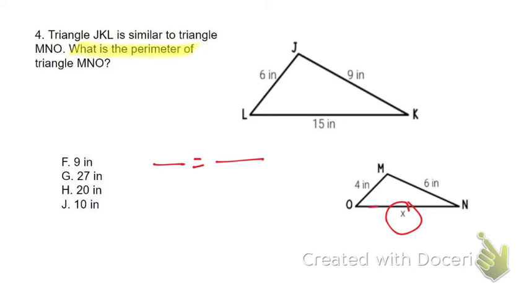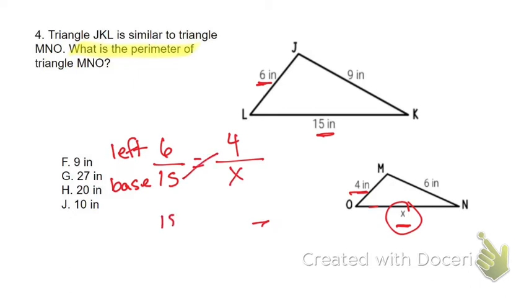So if I'm looking at these two triangles here, I know I'm looking for the base of it somewhere. Let's go with the left side. I'm going to compare the left side and the base. This one right here, the left side is 6, and the base is 15. The left side of this one is 4, and the base is X. Now I can cross multiply and divide. 15 times 4 is 60. And then I'm going to divide by the other number that's left over. 60 divided by 6 is 10.